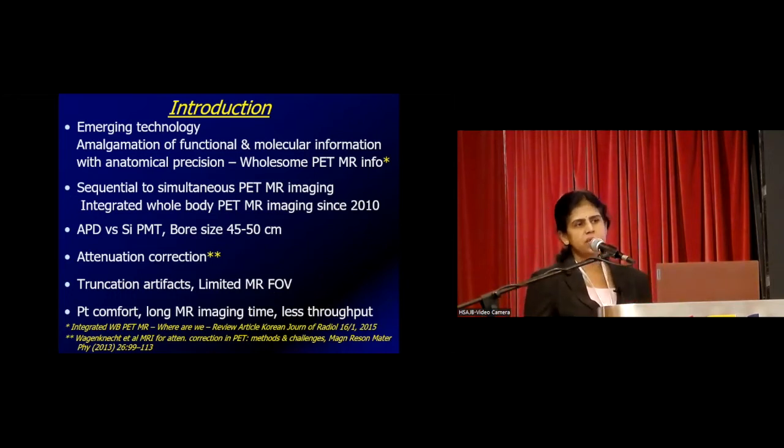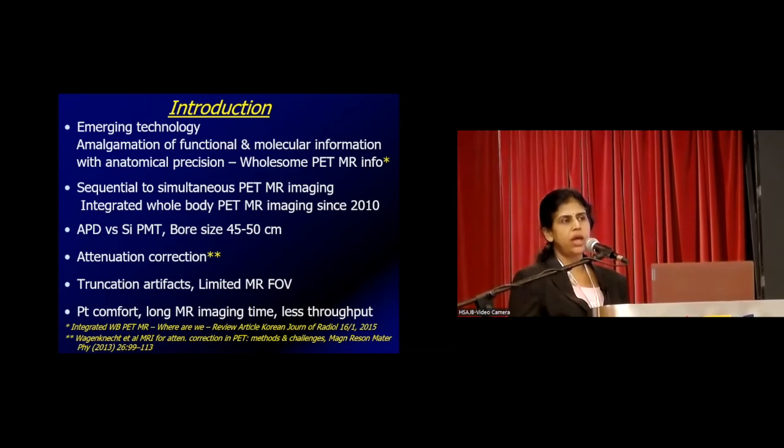So PET-MR is an emerging technology. It's an amalgamation of both functional and molecular information. It's a mix of the quantitative aspects of MR and PET with exquisite anatomical precision to provide us a wholesome PET-MR information. So to start with, PET-MR was a sequential or a tandem imaging.